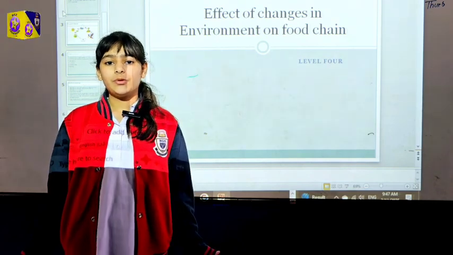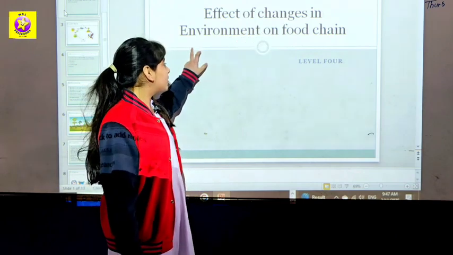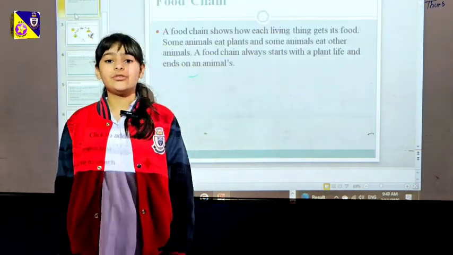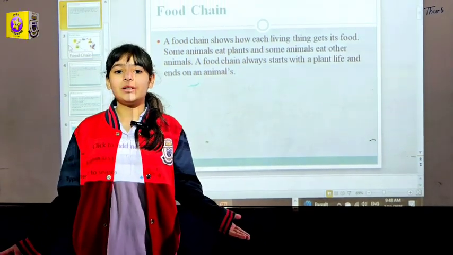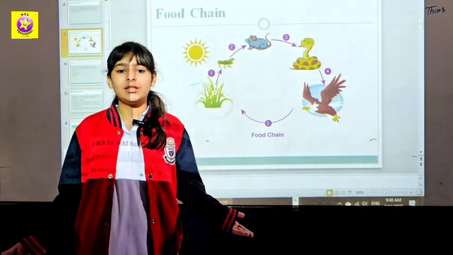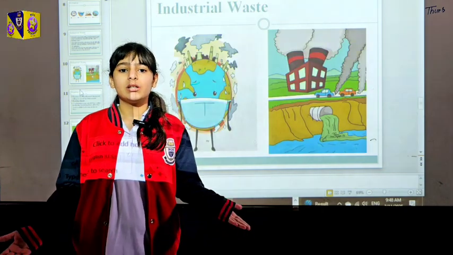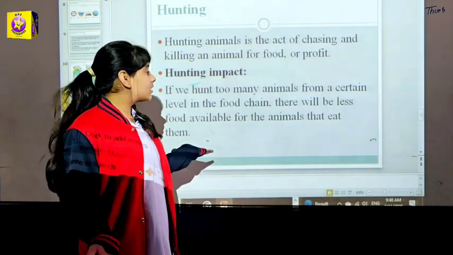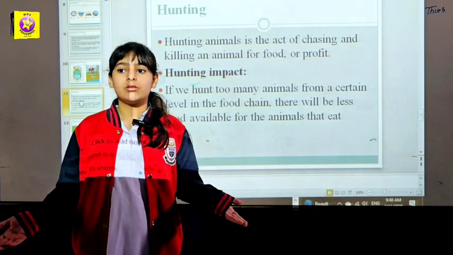Today the topic of my presentation is effect of changes in environment on food chain. In food chain, energy transfers from food to living things. It starts with plant life and ends with an animal. Hunting is an act. It's like killing and chasing for food or profit.